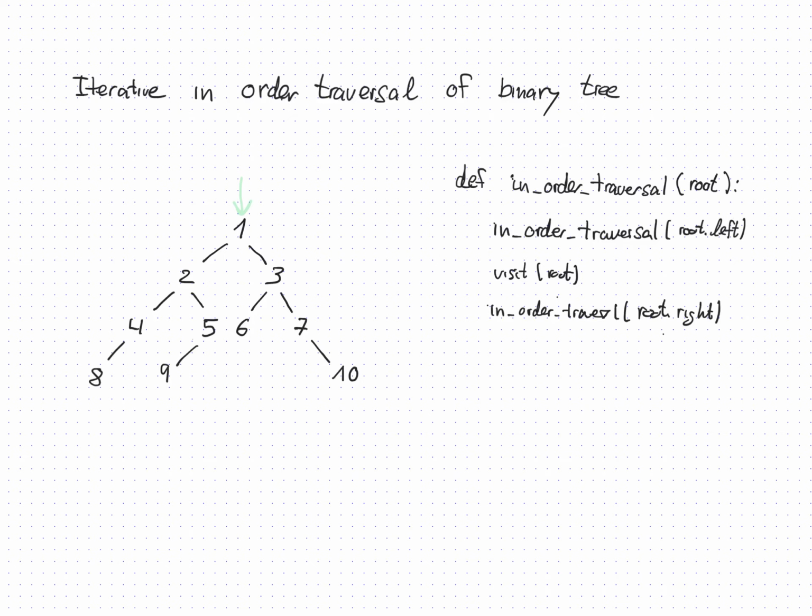And now you would actually go to the right, but not visit 5, go to 9, visit 9, then visit 5, and so on. This is what we're going to try to accomplish in an iterative way.